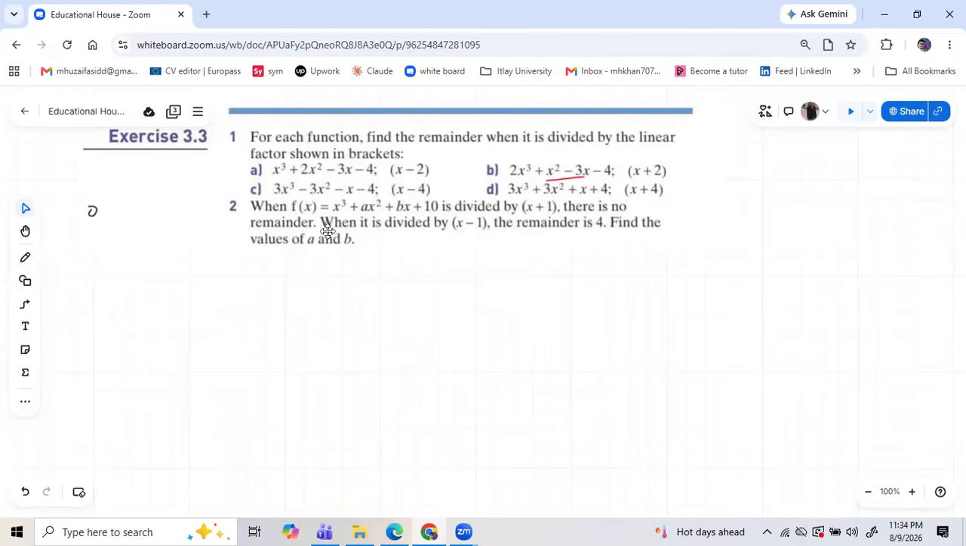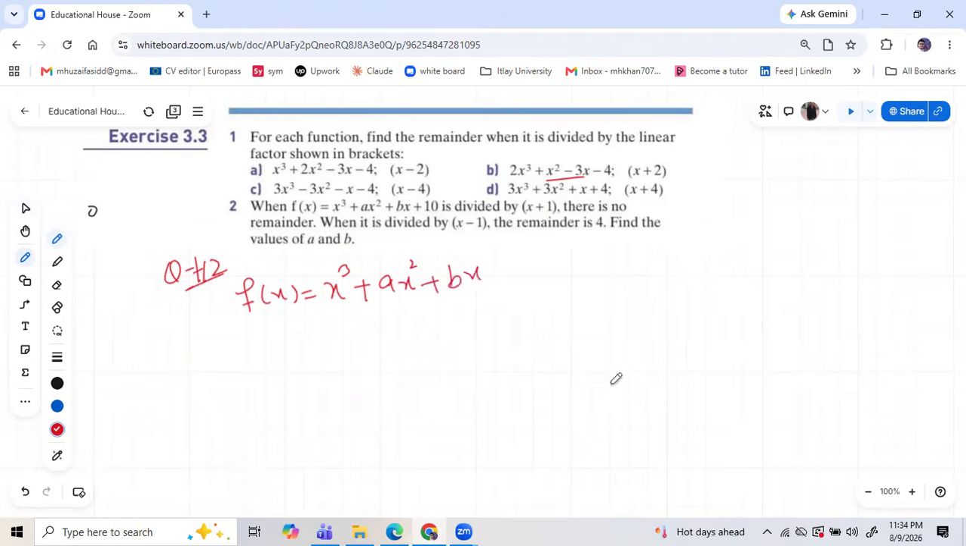Look at it here, when f of x is equal to this one. We are doing question two. Our f of x is equal to x cubed plus a x squared plus b x plus 10, and it is divided by x plus 1. There is no remainder. So x plus 1 is equal to 0, so it gives us x is equal to minus 1.